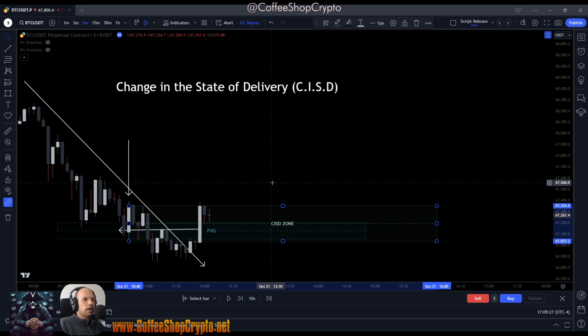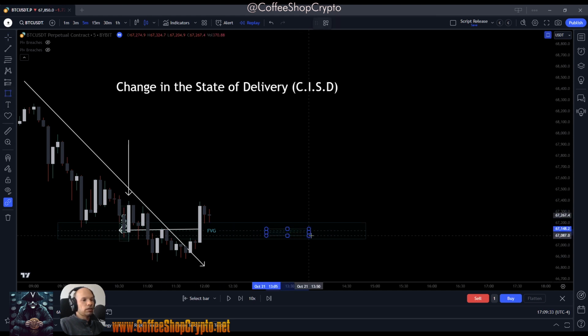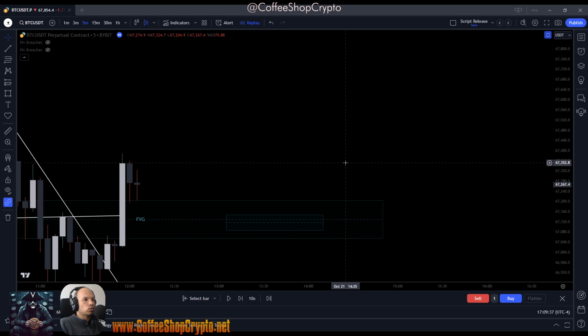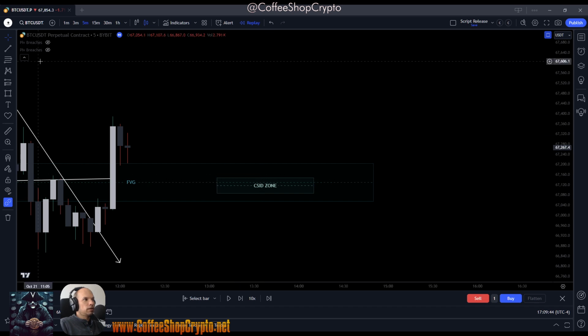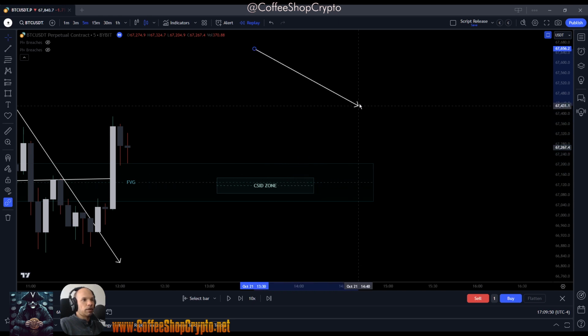There will be times where you have a change in the state of delivery inside the fair value gap. And this is really good if you do this, right? You have the change in state of delivery inside the fair value gap. That means price is only going to come down to that level, okay? And then it's going to start bouncing the other way.